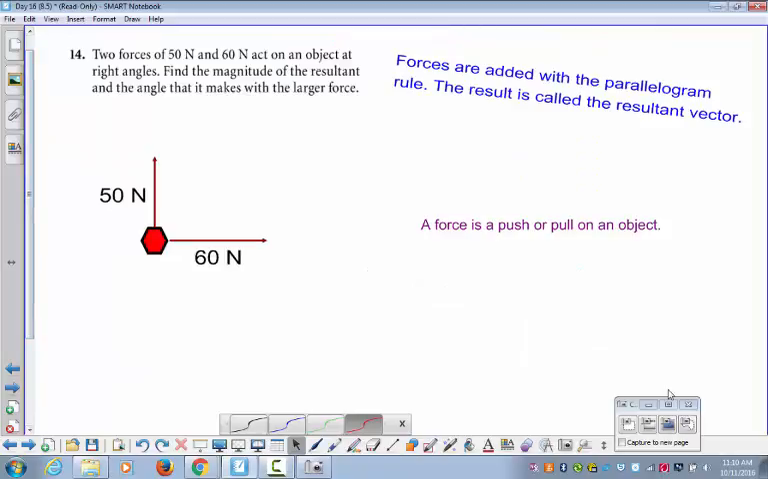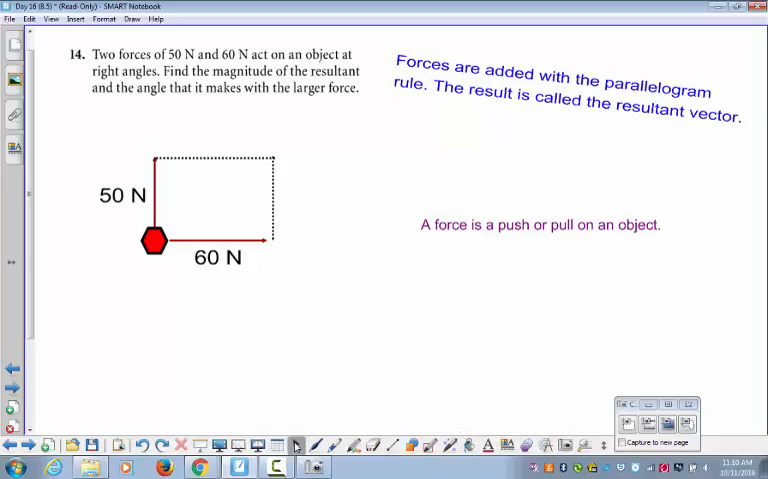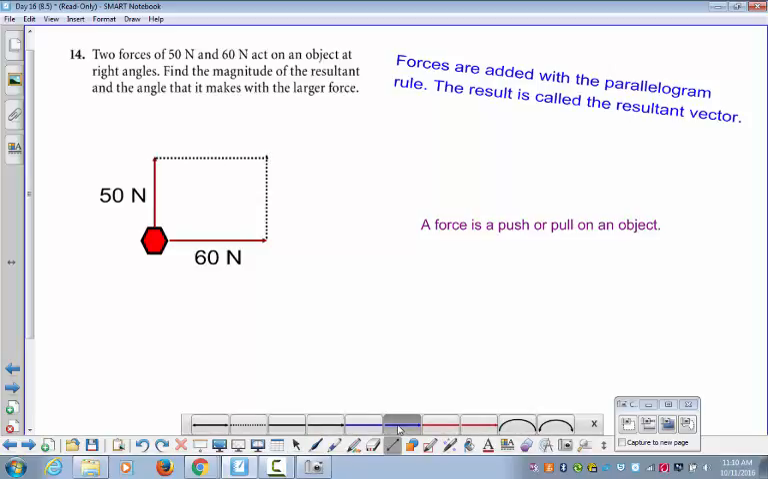All right, before we get to the algebraic method of combining vectors, let's do a couple of quick applications. So this is a force application. We've got some object, and two forces are dragging on it, one at 60 newtons, one at 50 newtons. And again, a force is a push or a pull on an object. The question says, find the magnitude of the resultant and the angle that it makes with the larger force. This is a pretty simple setup because it's going to form a rectangle. So the implied parallelogram is simply a rectangle. And the resultant vector, in other words, the sum of those two vectors, is right there.